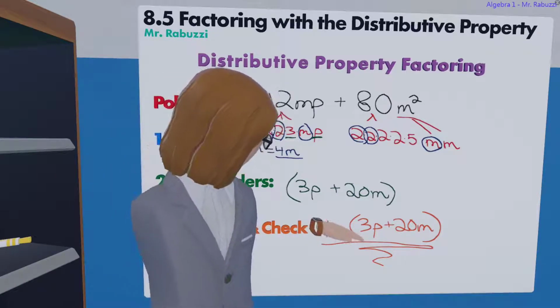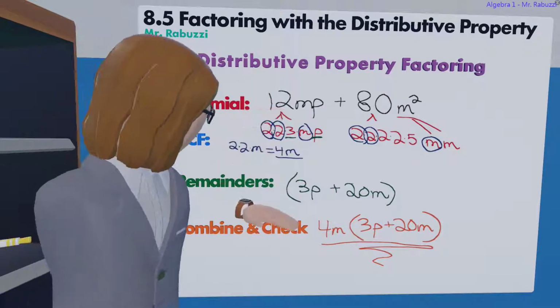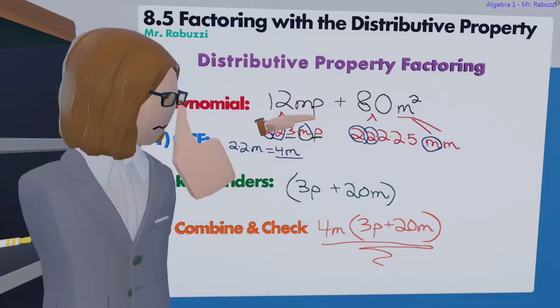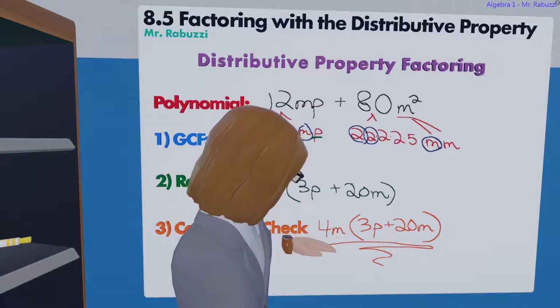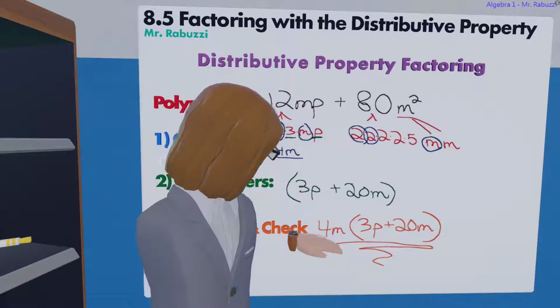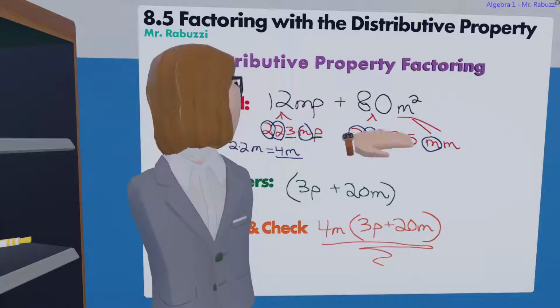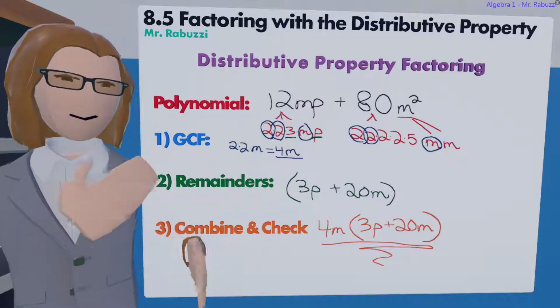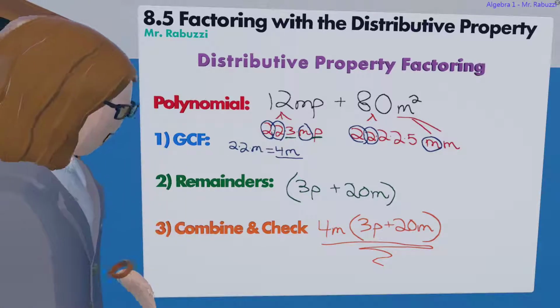4 times 3 would be 12. M times P would be MP. Good. 4 times 20, that's 80. M times M is M squared. So when we multiply it with the distributive property, everything checks out.